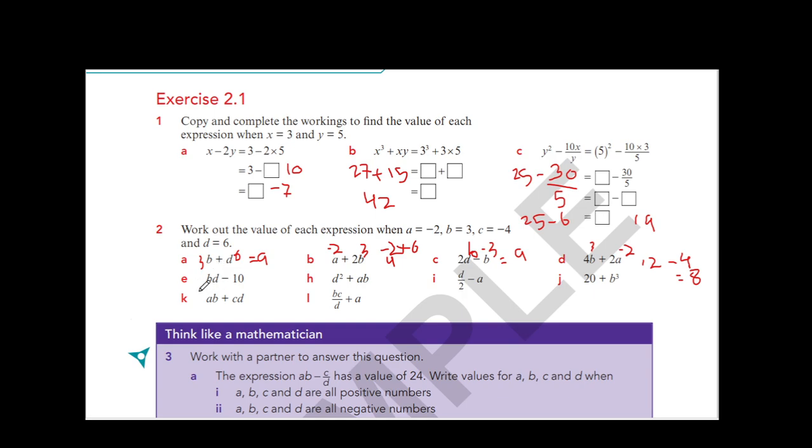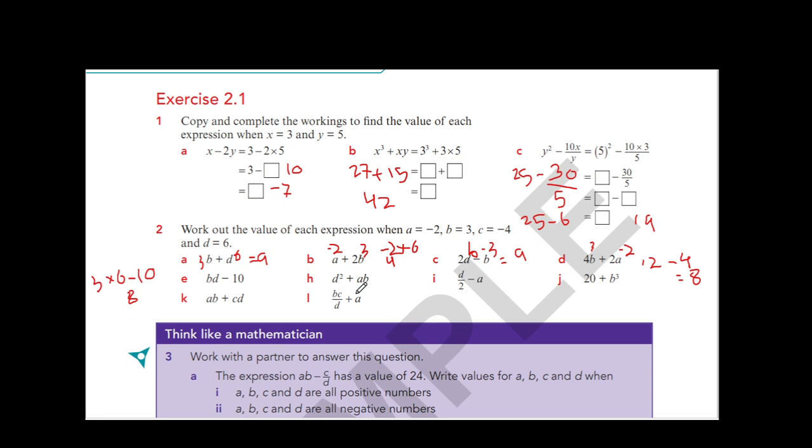Part E, the value of b is 3, the value of d is 6, and then we have to minus 10. 3 into 6 will be 18. 18 minus 10 will be positive 8. So the answer of part E is positive 8.